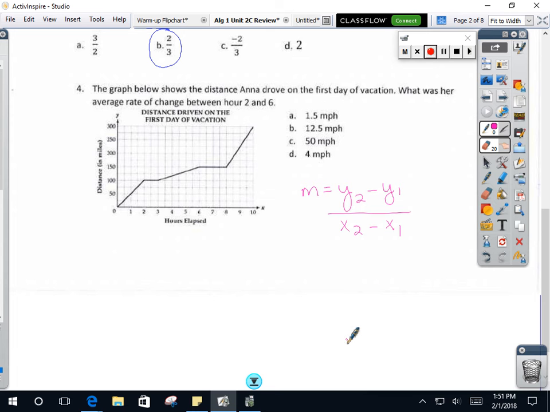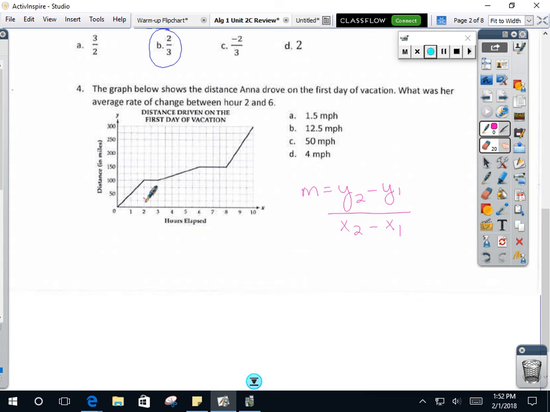Okay, and like we said in the previous question, to use this formula, you have to have what? 2 points. Now, you can't just choose any points that you would like. They gave you the points you have to use. What did they tell you? Correct. Hour 2 and hour 6. Hour 2 is right here. Hour 6 is right here.